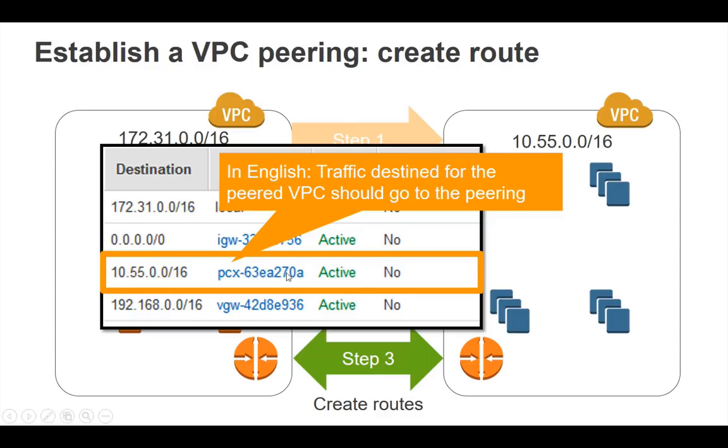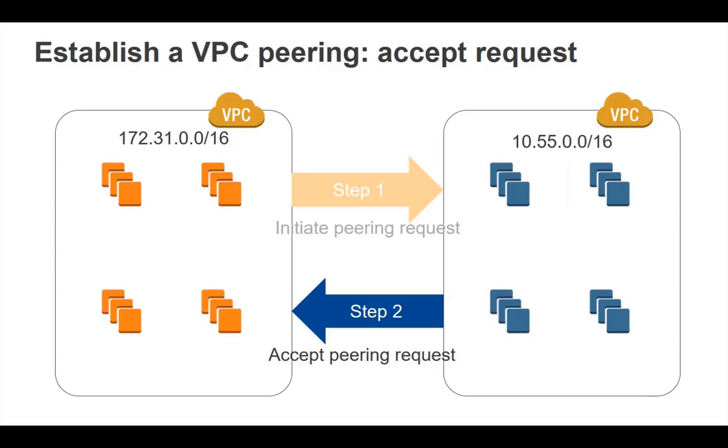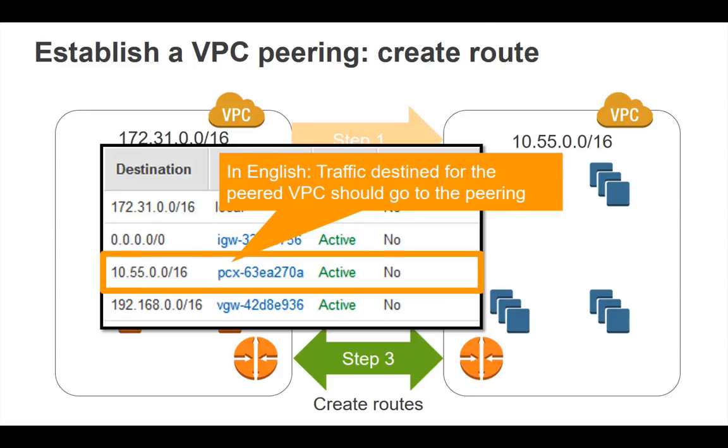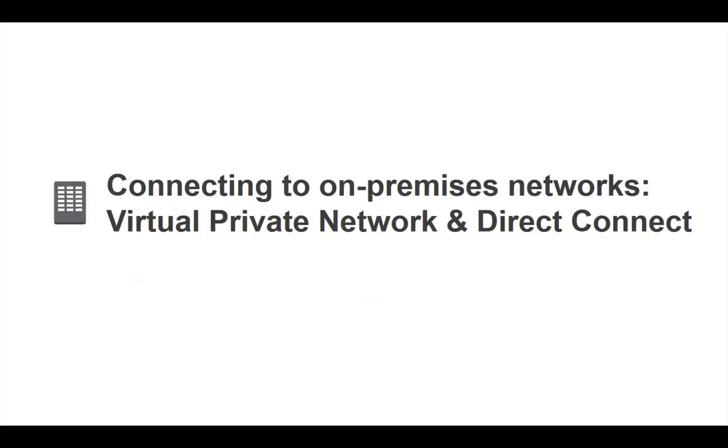This is a peering connection. Okay? This is a virtual gateway, and maybe we'll get onto that later as well. So you're creating your routes. Once you've created the request and accepted it, you set up the routes, job done. Okay?